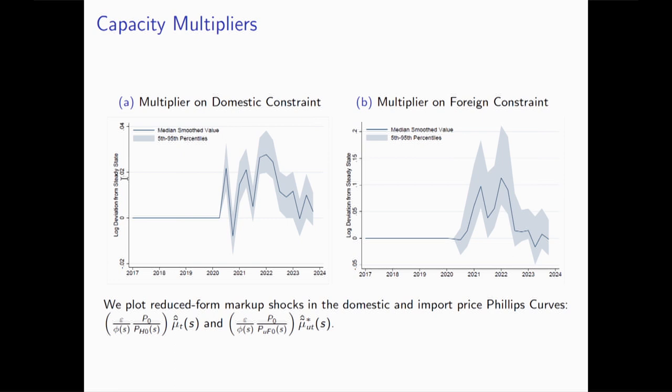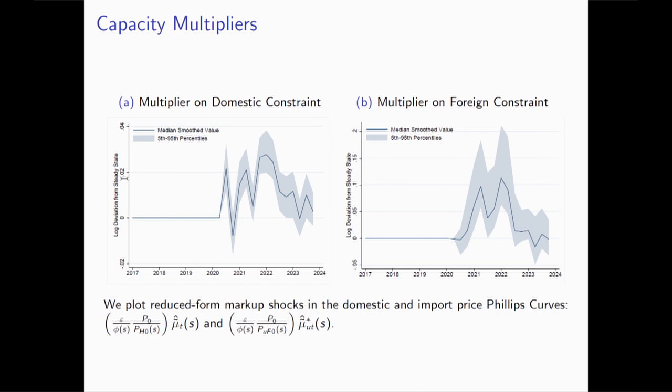Okay, so where is capacity binding? The answer is yes, it was binding both in the final goods sector and in the foreign intermediate goods sector. Okay, so you can see that in the final goods sector it was initially binding in the first quarter of COVID. Okay, then it was not binding, and then it went binding again during 2021. Okay, big time. Capacity was binding during 2022 and started becoming more slack in 2023. By the end of 2023, it doesn't seem to be binding.